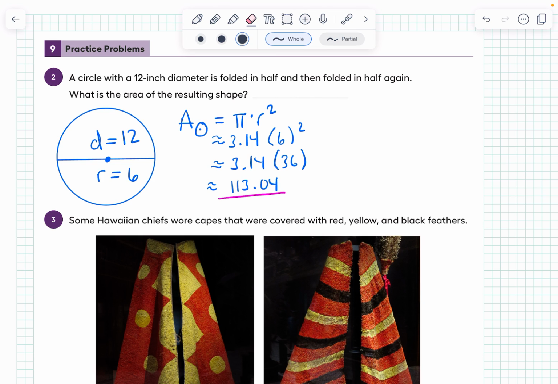Now we're going to slice this. We're going to divide this into fourths because we want to know what a quarter is, and that would be approximately 28.26 inches squared.